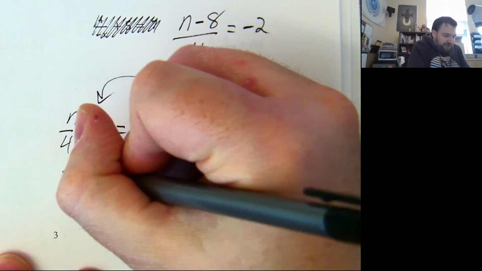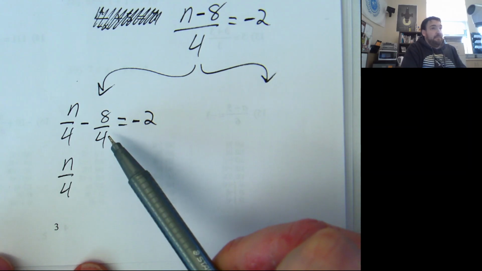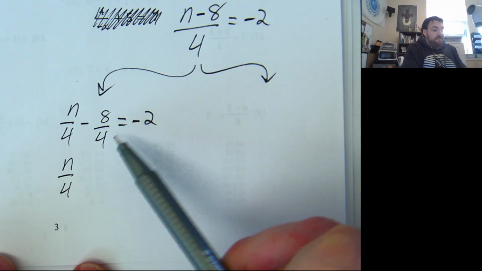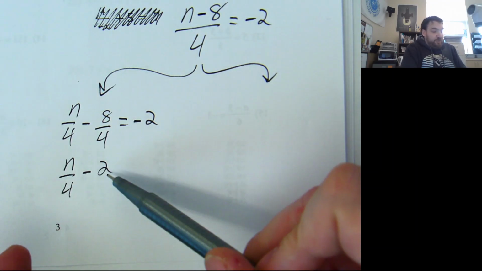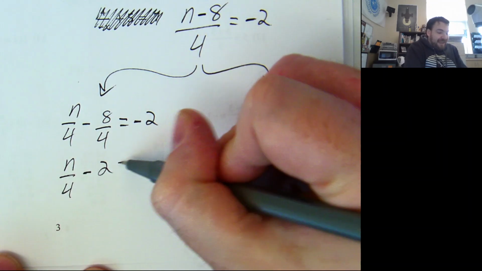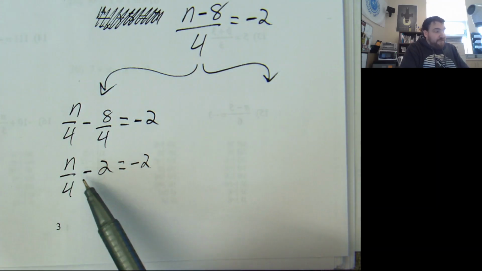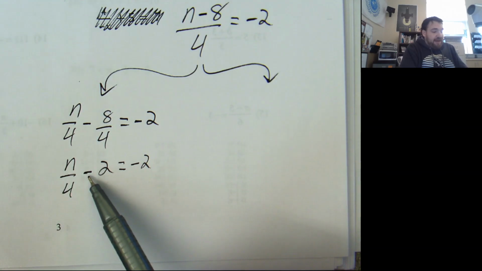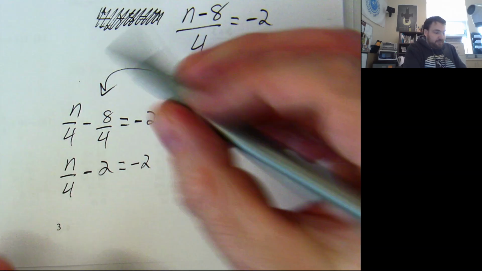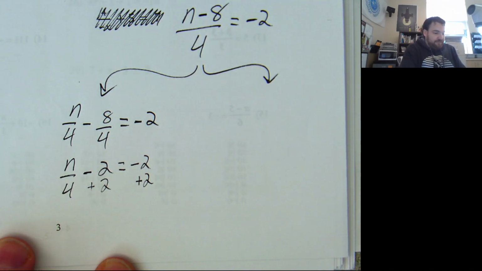The n over 4 is going to stay as n over 4. But 8 over 4 is going to become 2. 8 divided by 4 is 2. The subtraction stays. And now we can solve this thing just like we did some of the previous ones. The furthest term away from the n is this negative 2 here. So the opposite of subtracting 2 is, someone whispered add 2 to both sides. You would be correct.